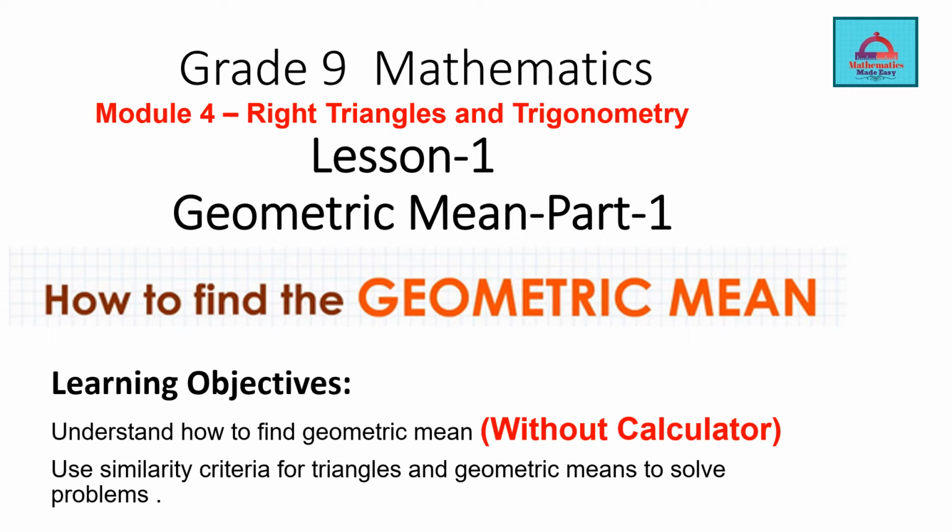Then we are going to look at some similarity criteria for triangles. So you already know from the previous lessons a few of the triangle congruence conditions and the similarity criteria that we have looked at, and we are going to connect them to geometric mean to solve problems.